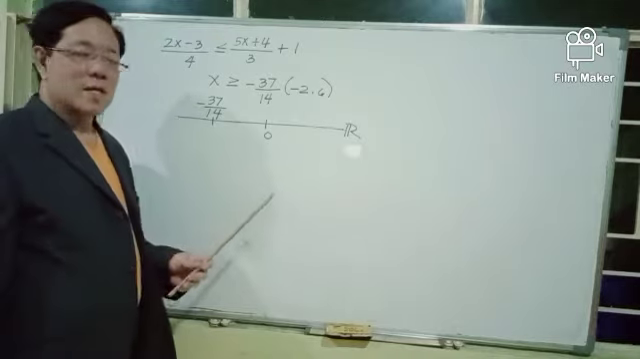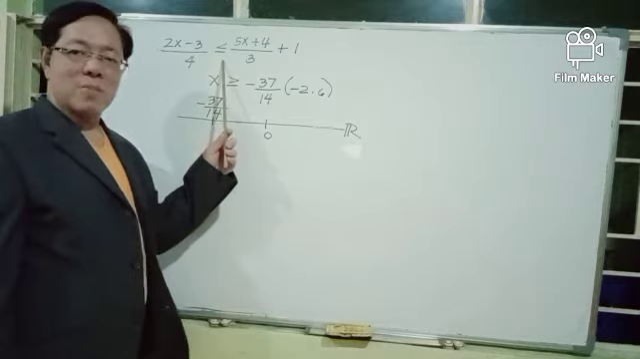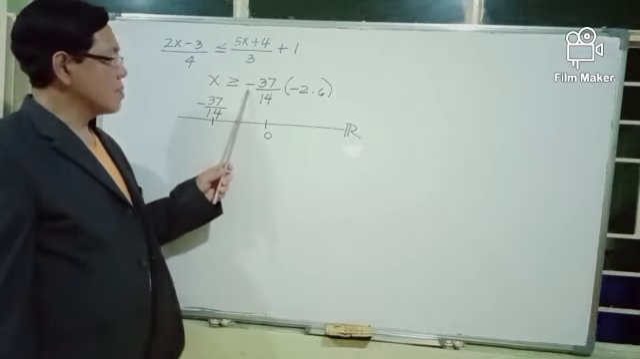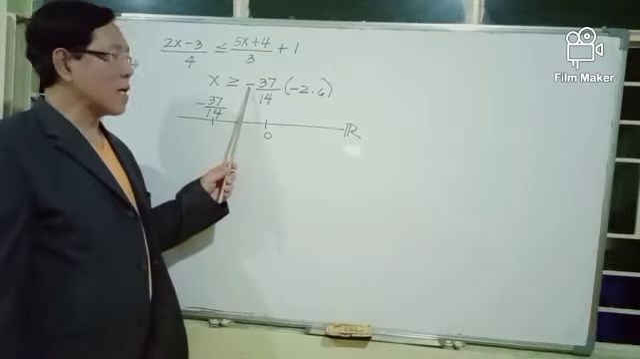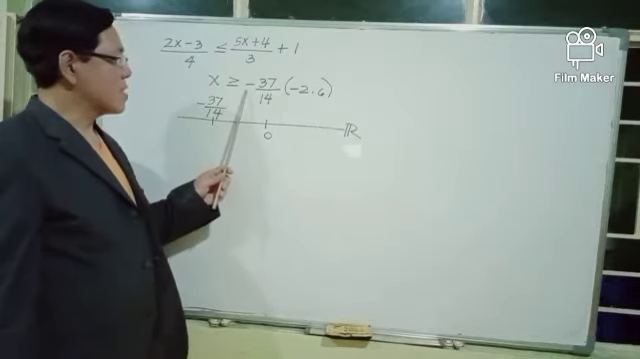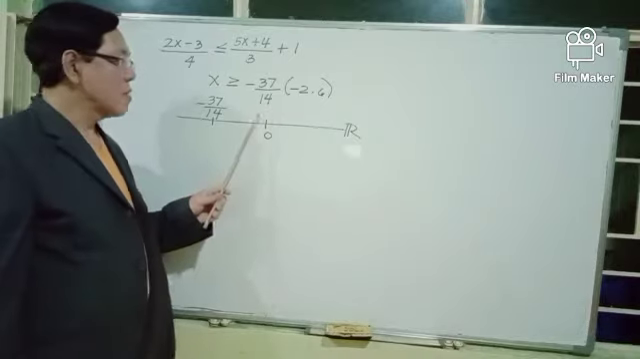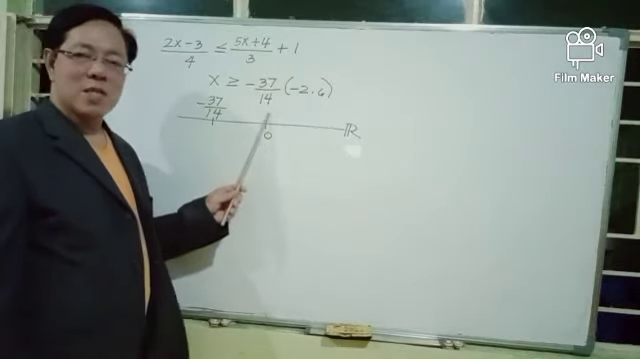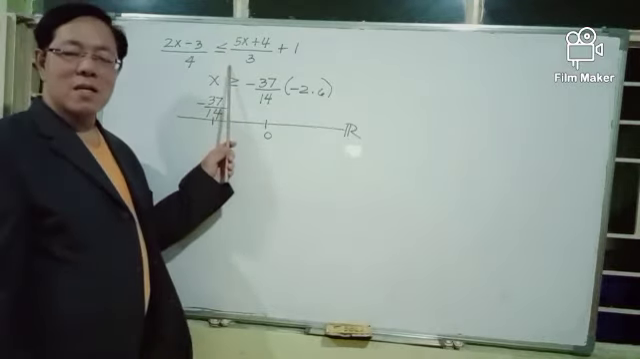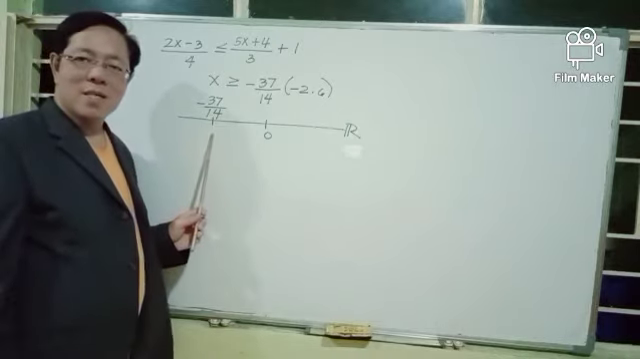Suppose this is negative 2.6 or negative 37 over 14. Our solution says that the solution of this linear inequality in one variable x are those real numbers that are greater than or equal to negative 37 over 14. Greater than or equal to. That means that negative 37 over 14 is one of the solutions, which means that negative 37 over 14 is included in the set of solutions of this linear inequality. And in the diagram, we represent that by a shaded circle.